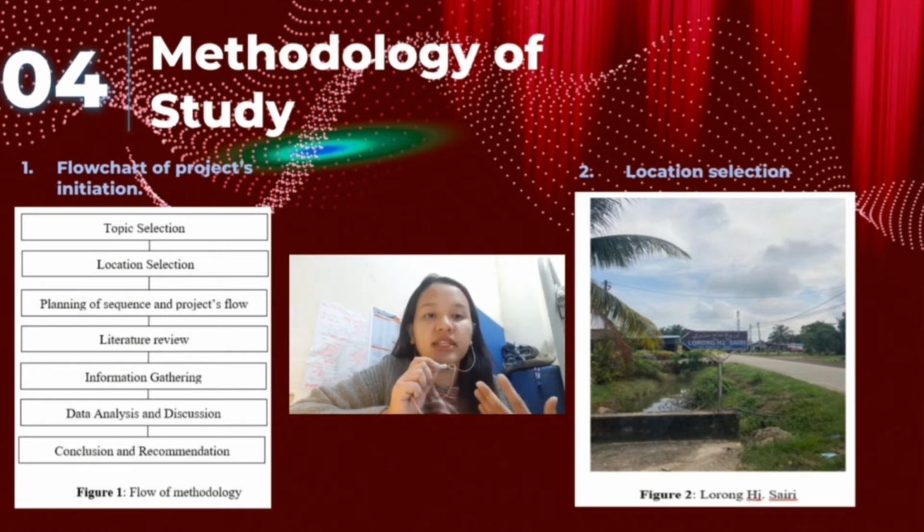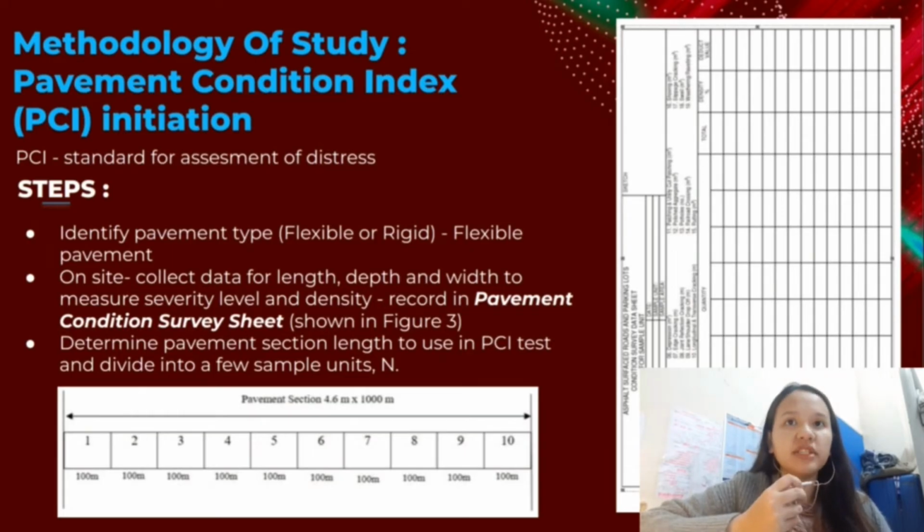Then we move on to the data analysis and discussion, which is our PCI test results, and finally the conclusion and recommendation. For this study, we have chosen PCI, the Pavement Condition Index, to evaluate the distress that we have found in the location that we have chosen. So these are the steps to initiate PCI, the Pavement Condition Index.